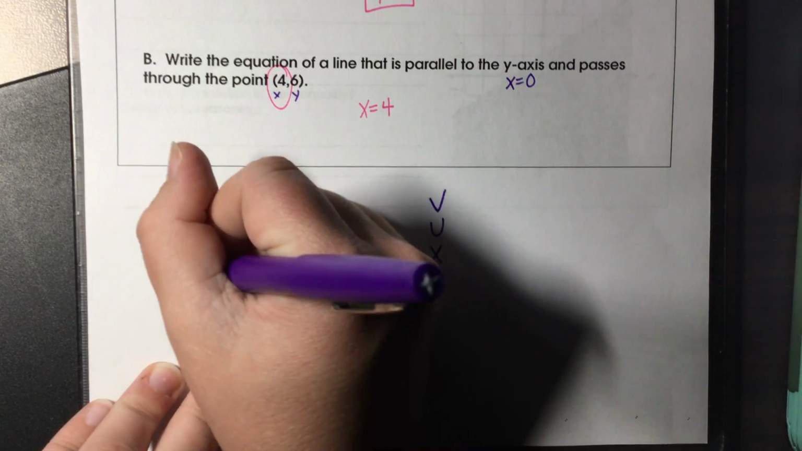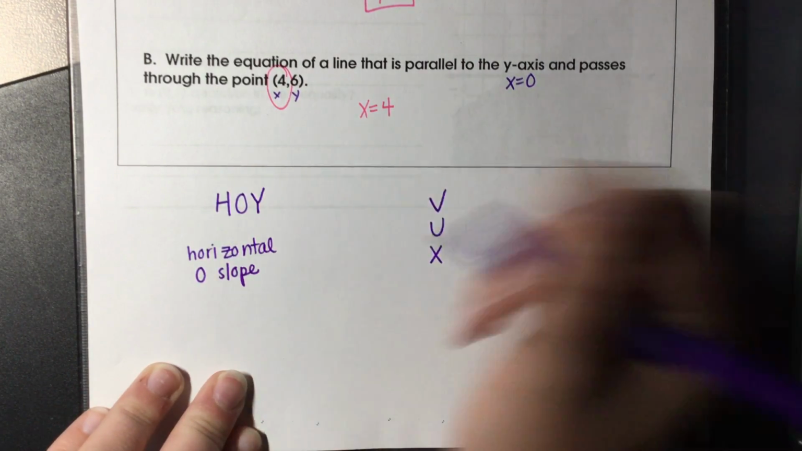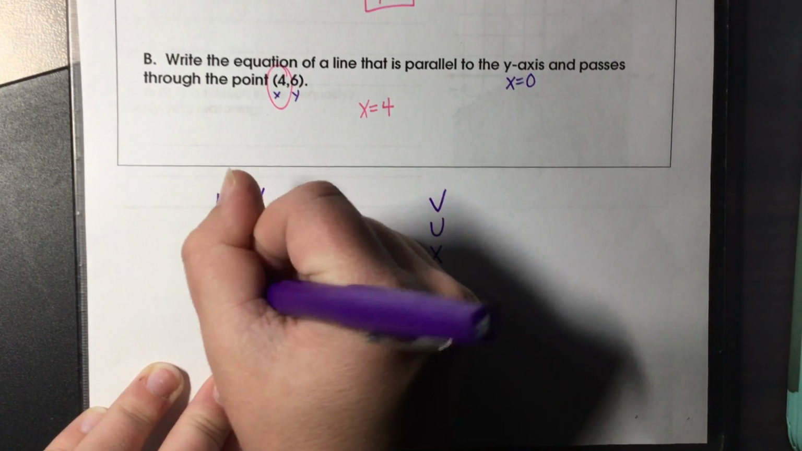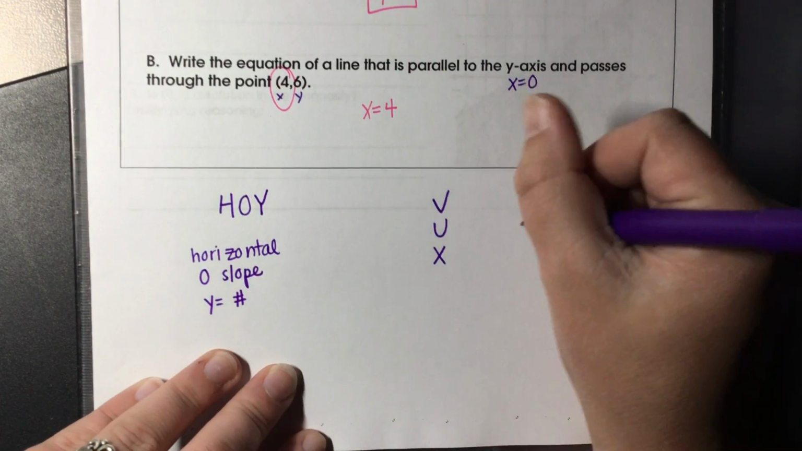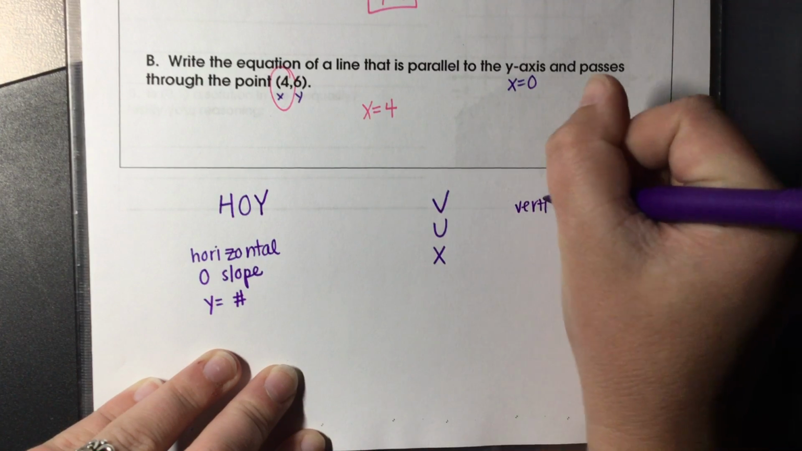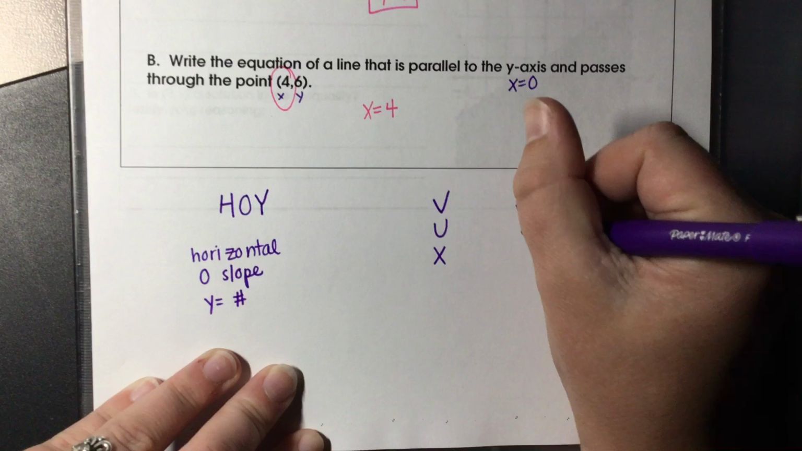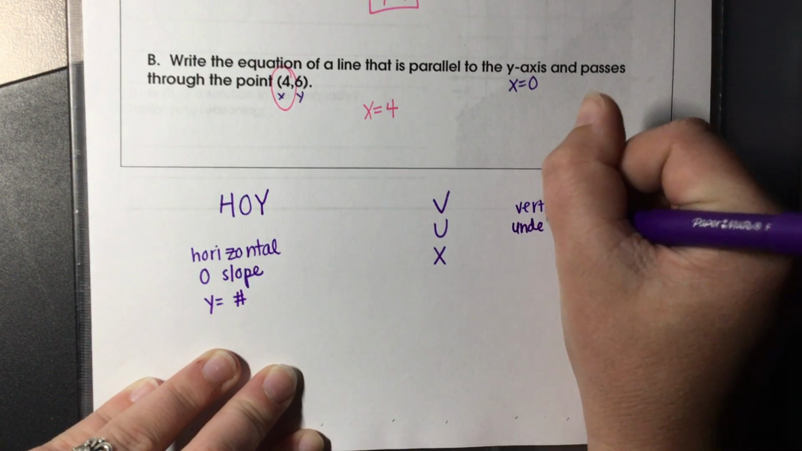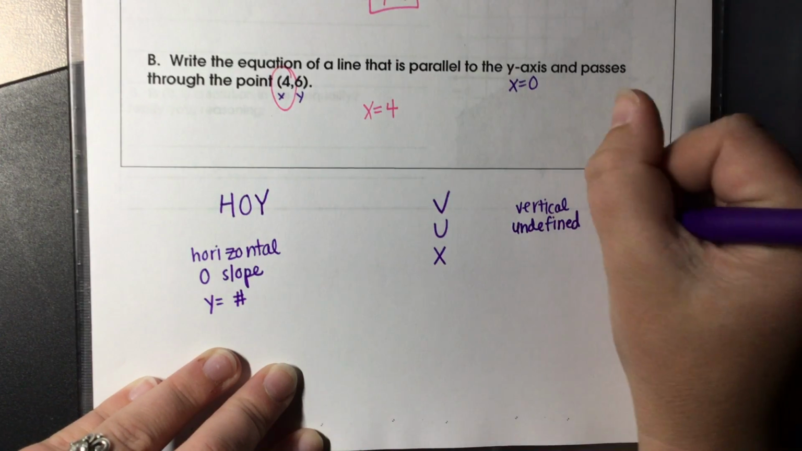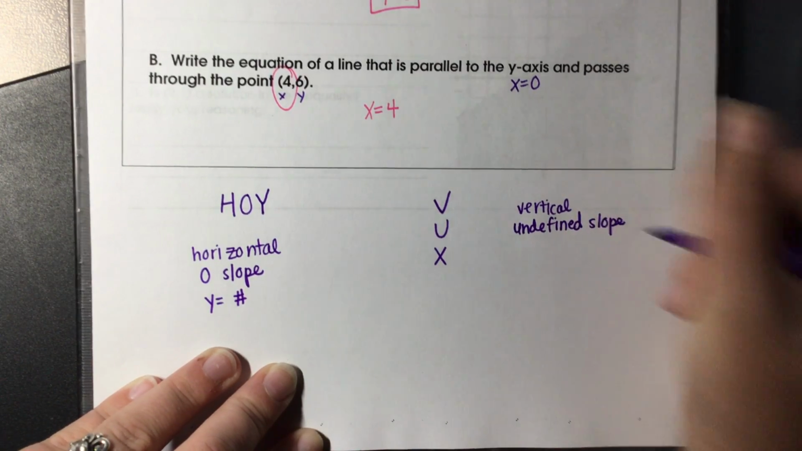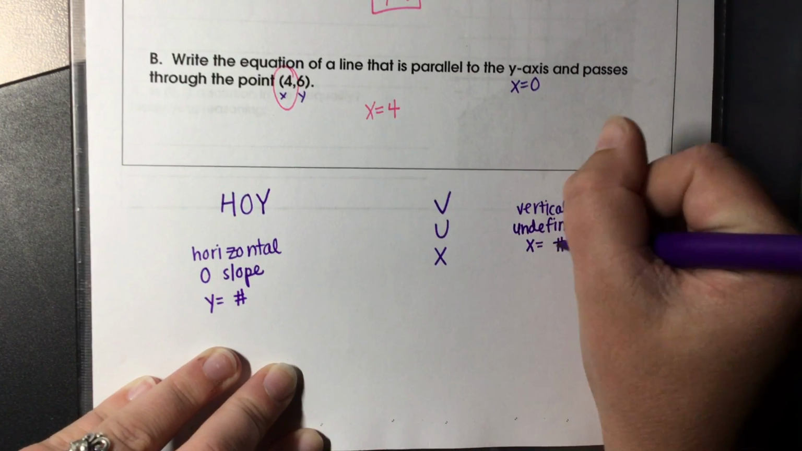I have a 0 slope, and this is also talking about y equals some number. Then I have Vux, which stands for vertical. The U tells me it's an undefined slope, and it also tells me that it is x, so it is x equals some number.